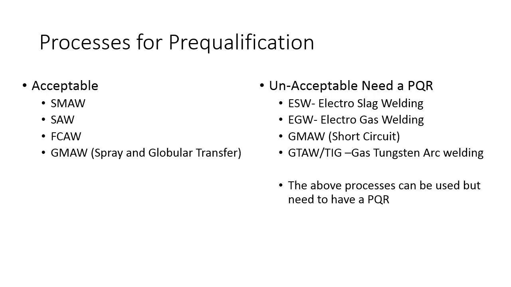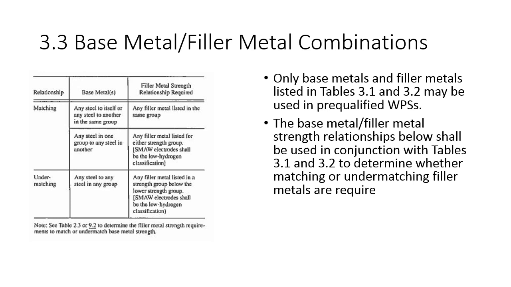You're going to need a PQR for electroslag welding, electrogas welding, and gas metal arc welding short circuit. That means you're running on the low voltage side of things, 19 or 20 volts or less. Gas tungsten arc welding, which is TIG welding, you're going to have to run a PQR for that. There's no pre-qualification for those. This kind of breaks it down. I know I've covered this information about 3 times, but we'll just keep doing it that way, right? Cover it and recover it, reteach it.